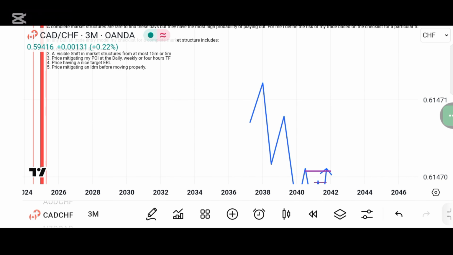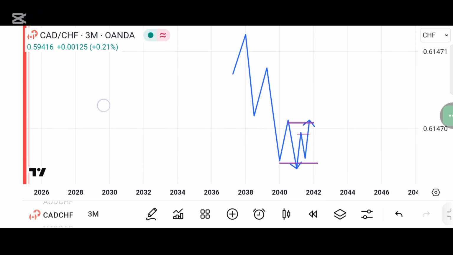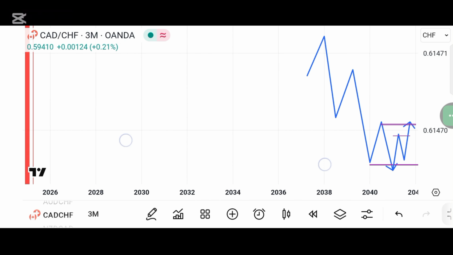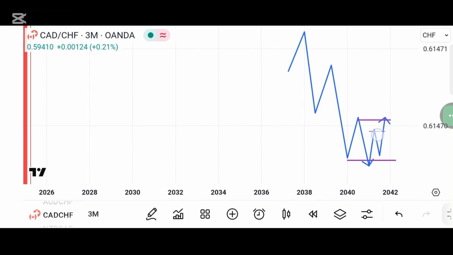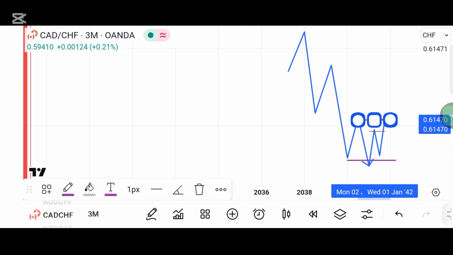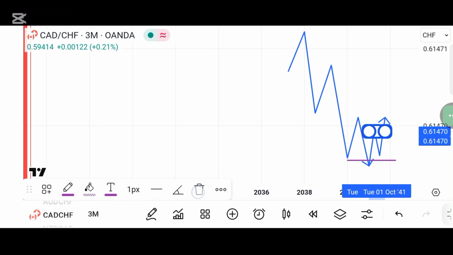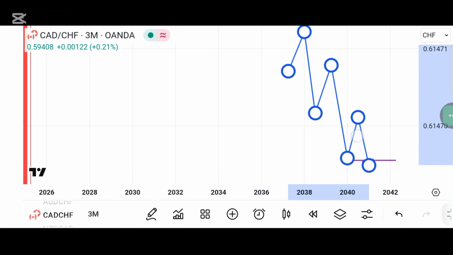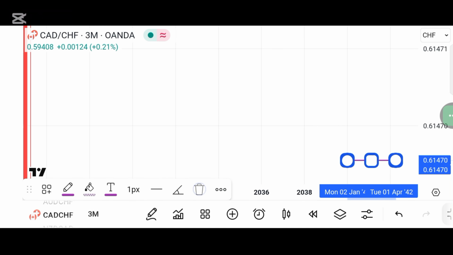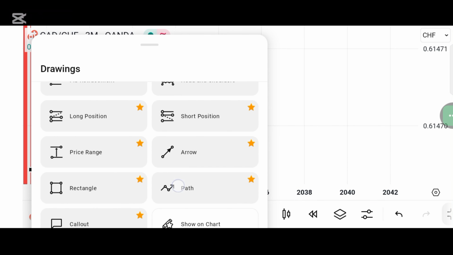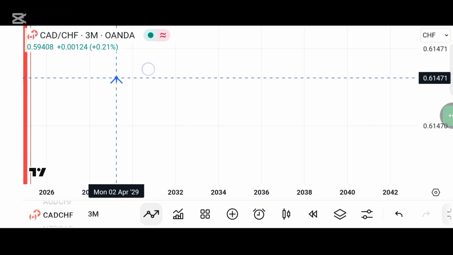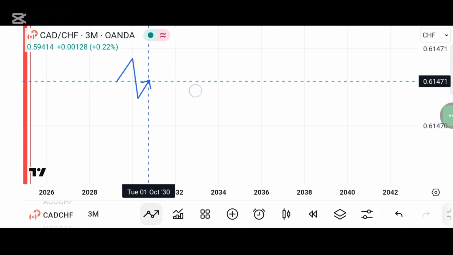Then the fifth one is price mitigating an inducement before going. So let me redraw everything and draw it back so you can understand with a clear schematic diagram. Let's just say we are using a low time frame, taking our trade from a 15-minute time frame. Let's just say this is a bearish market. We are about to turn bullish on the 15 minutes.